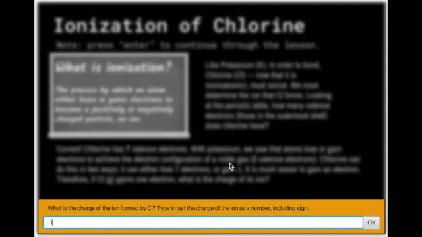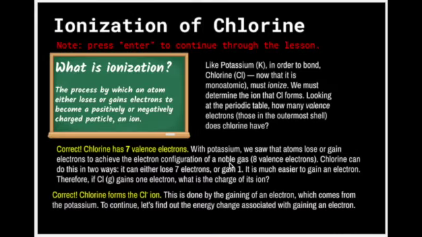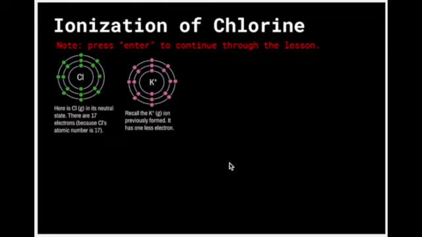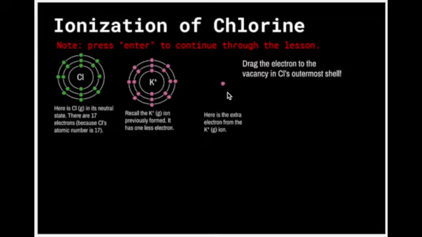But for example, if I just put 1 as a wrong answer, it'll prompt me to keep trying. Or if I put 5, until I finally put the right answer of -1. And if I press enter, it takes me to the next slide. Then I have a chlorine atom here, a neutral one. Then I have a potassium ion, which was formed in a previous lesson. And then I have an extra electron that was lost in the ionization of potassium, which was lesson 2.